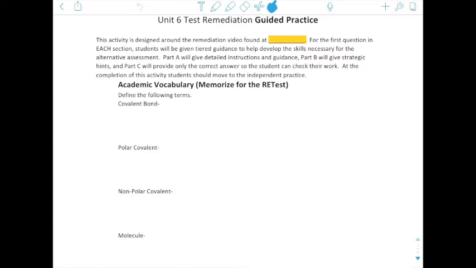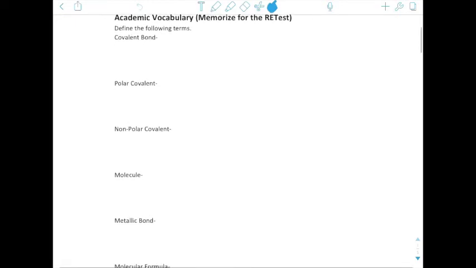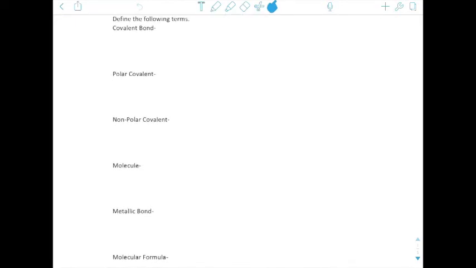Welcome to the Unit 6 guided practice for your test remediation packet. We're going to start by going over a few of the academic vocabulary. You need to memorize these, and we're going to start by just defining some of them.